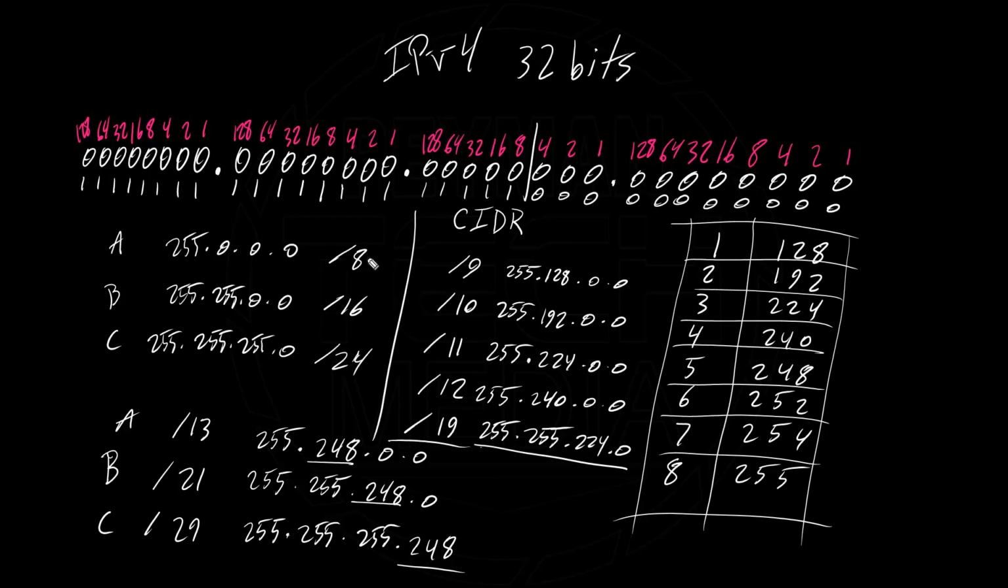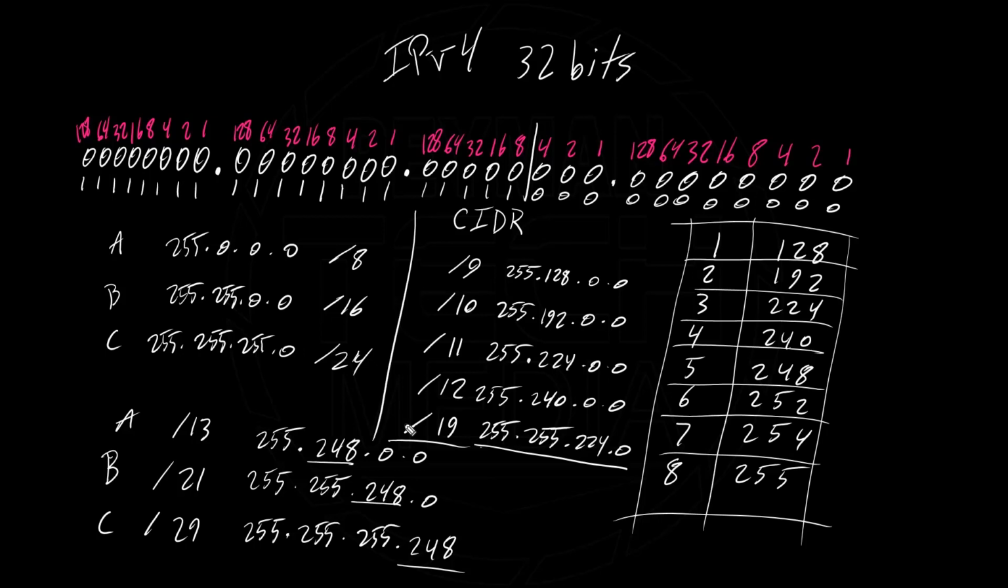For class A, we have 8 network bits. For class B, 16 network bits. For class C, 24 network bits. In other words, when these binary bits are turned on and converted to decimal, they give us these decimal values. For 16 it is 255.255.0.0, for 8 it is 255.0.0.0, and for 24 it is 255.255.255.0. Okay.